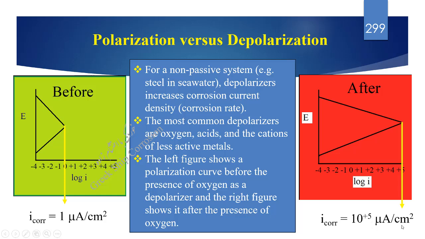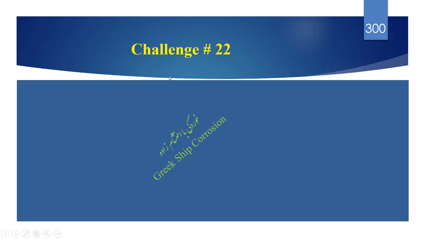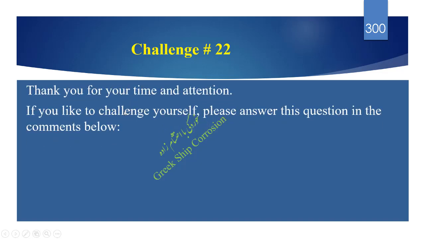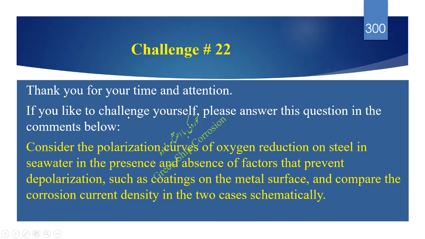Challenge number 22. Thank you for your time and attention. If you'd like to challenge yourself, please answer this question in the comments below. Consider the polarization curves of oxygen reduction on steel in seawater in the presence and absence of factors that prevent depolarization, such as coatings on the metal surface, and compare the corrosion current density in the two cases schematically.